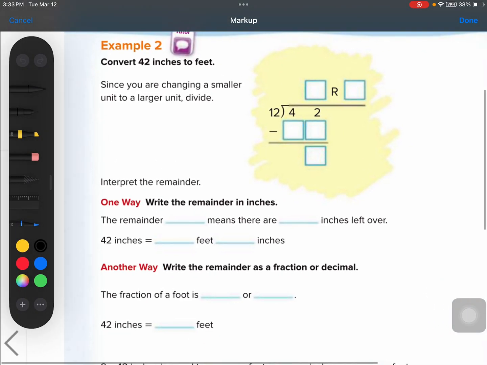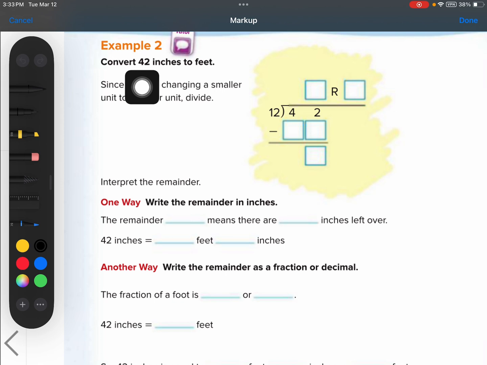Example 2. We are going to convert 42 inches to feet. So this is fly to horse. We divide, of course. Since you are changing from a smaller unit to a larger unit, you divide. So here's 42 inches. We know there are 12 inches in a foot. That's why we put the 12 out here.